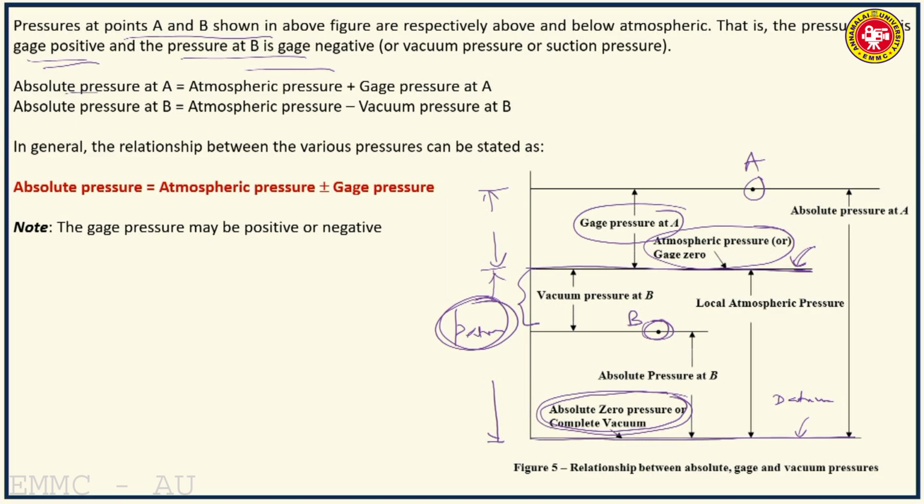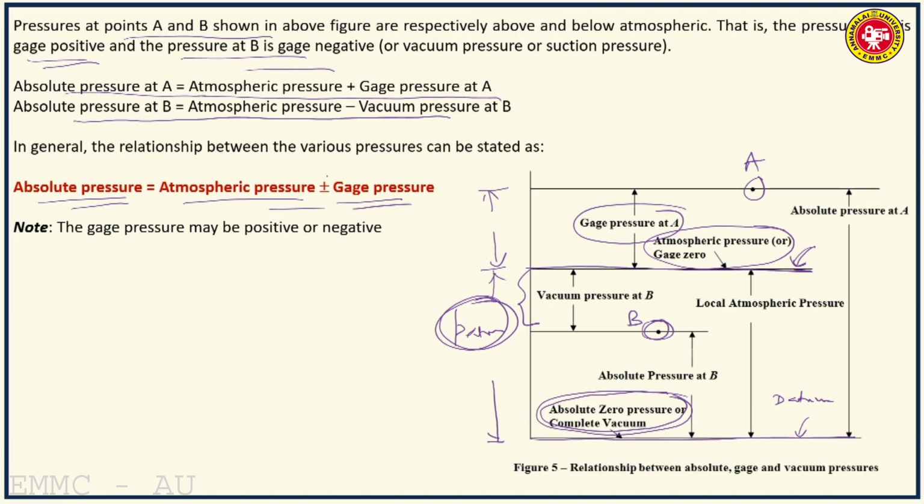So absolute pressure at A is atmospheric pressure plus gauge pressure at A. Absolute pressure at B is equal to atmospheric pressure minus vacuum pressure at B. In general you can combine these two and give the relationship between the various pressures as a single equation which is applicable for any point, whether the pressure is below atmospheric or above atmospheric. Absolute pressure at any point will be atmospheric pressure plus or minus gauge pressure.